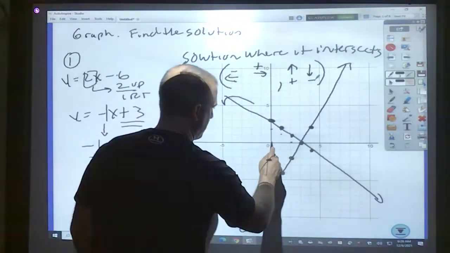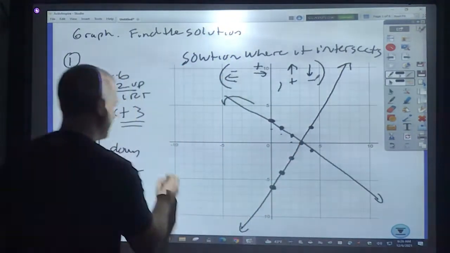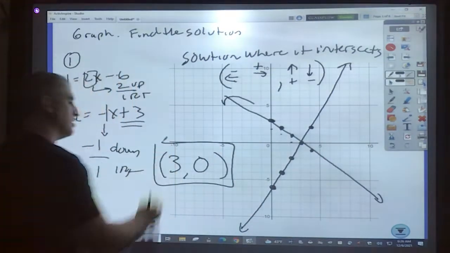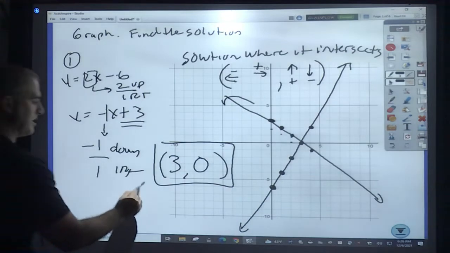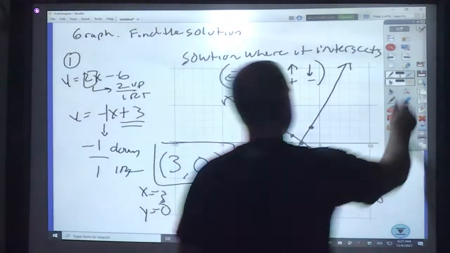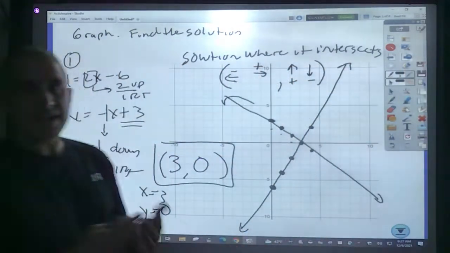So here I go from the origin 3 right, 0 up. So that is my solution. It's (3, 0), which means x equals 3, y equals 0. It's that simple. All you have to do is graph it and find out where it intersects.